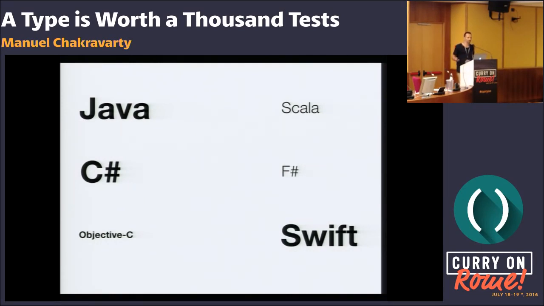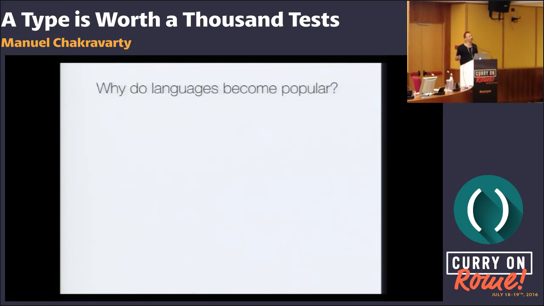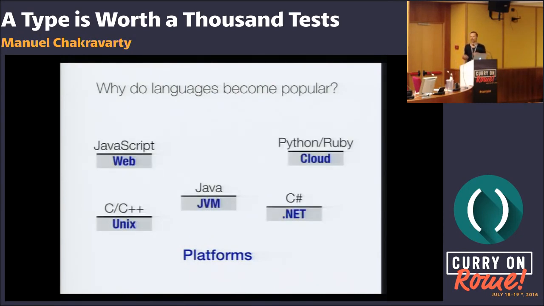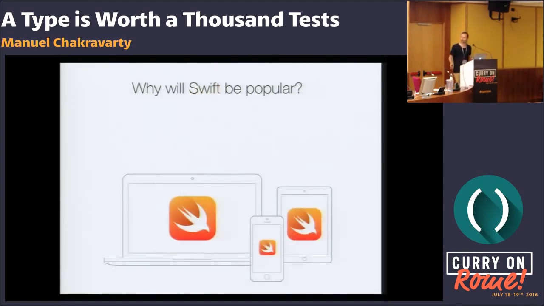And that presents a unique opportunity, because why do languages become popular? We as language designers, we like to think it's the languages, but that's not true. It's the platforms. It's the proliferation of the platforms which make languages popular. And so Swift is going to dethrone Objective-C by decree, and it will become a mainstream language. That's at this point inevitable, as it will be the major language on the Apple platforms.